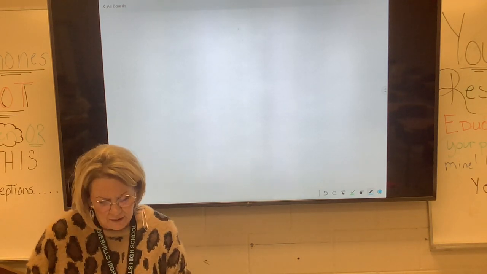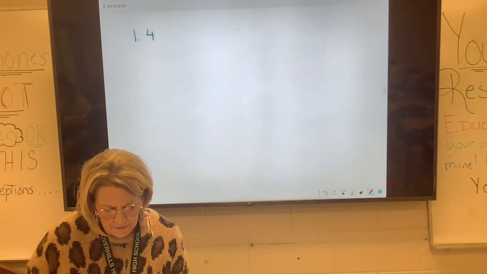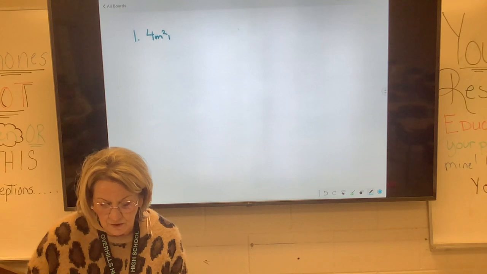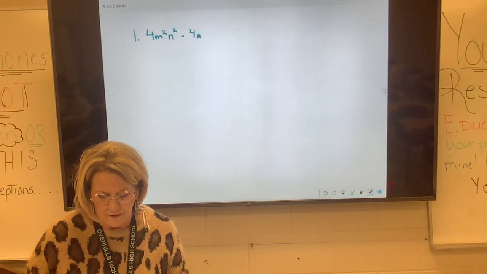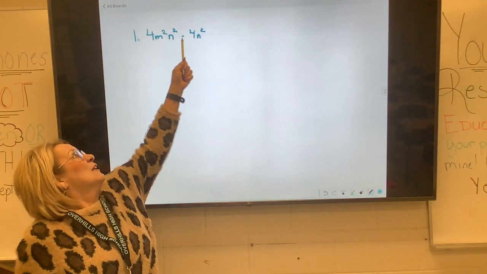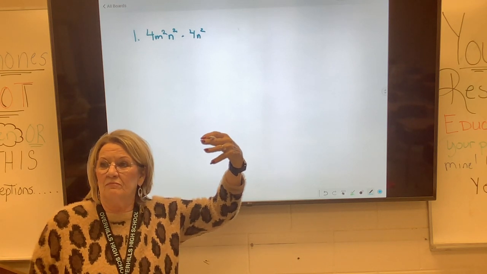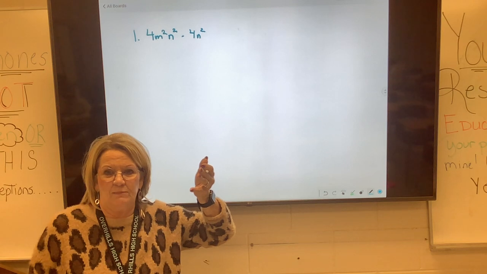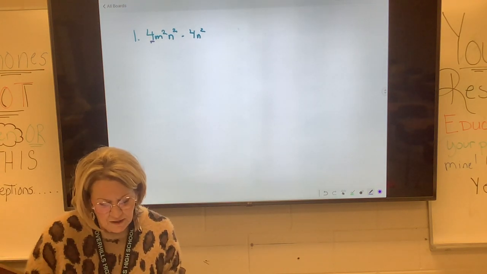It'll save time. So the first problem that we are going to do is 4m squared n squared times 4n squared. We have to understand this is multiplication, but according to the laws of exponents, if we're dealing with bases, if they're the same base, all we do is add the exponents. But we still have to multiply the big numbers, the coefficients.